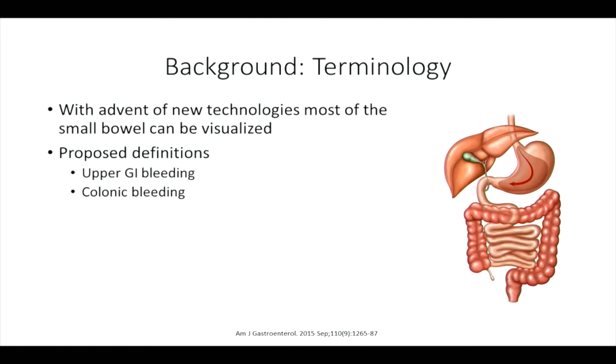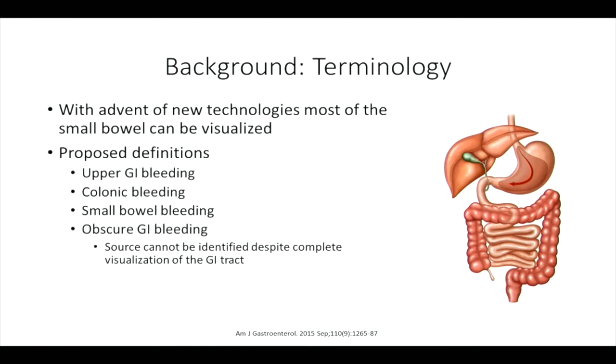So probably a more apt definition for small bowel bleeding, for GI bleeding, would be to define it anatomically. You have upper GI bleeding, which is accessible with an endoscope, colonic bleeding, obviously with a colonoscope, and then small bowel bleeding is everything in between. And the term obscure GI bleeding should really be reserved only for cases of bleeding where a source cannot be identified despite complete visualization of the GI tract, whether it be by radiologic imaging or by capsule.